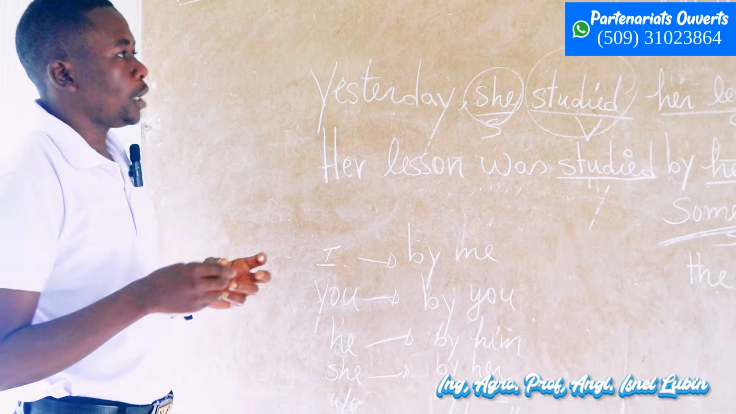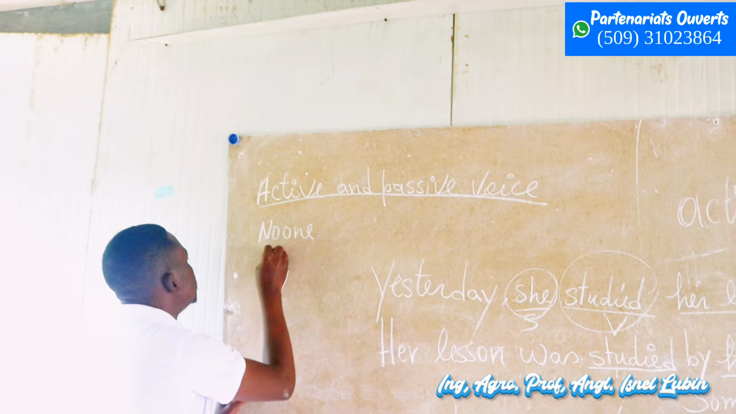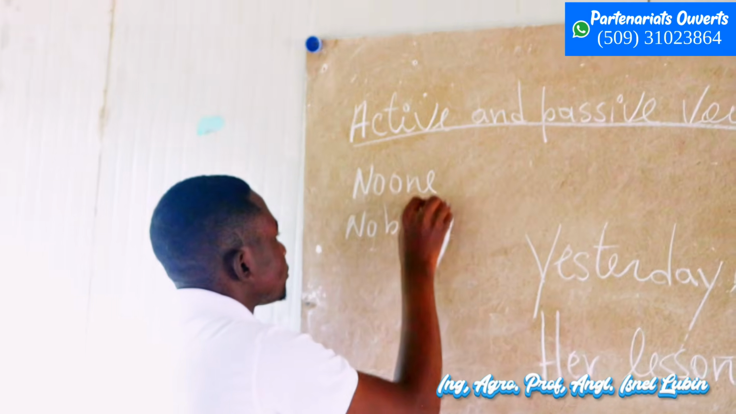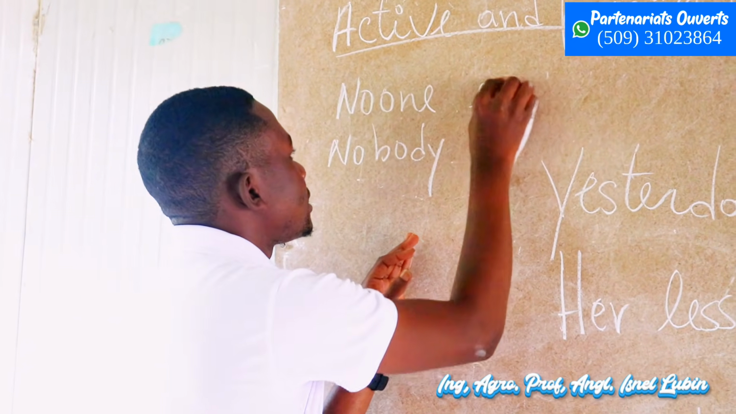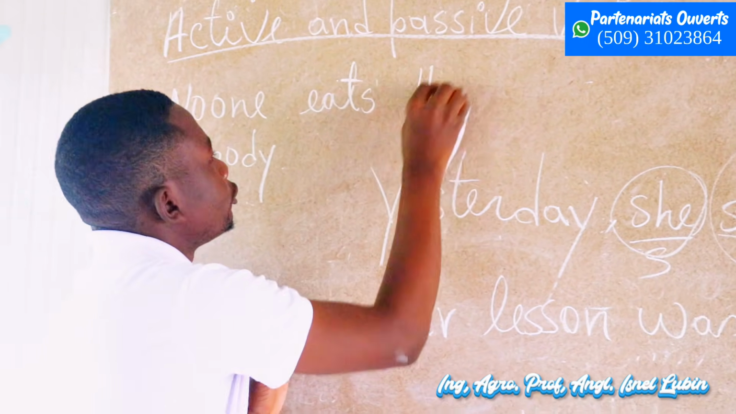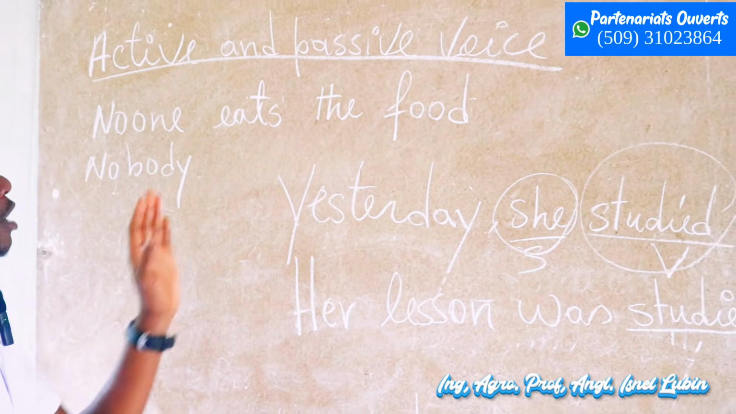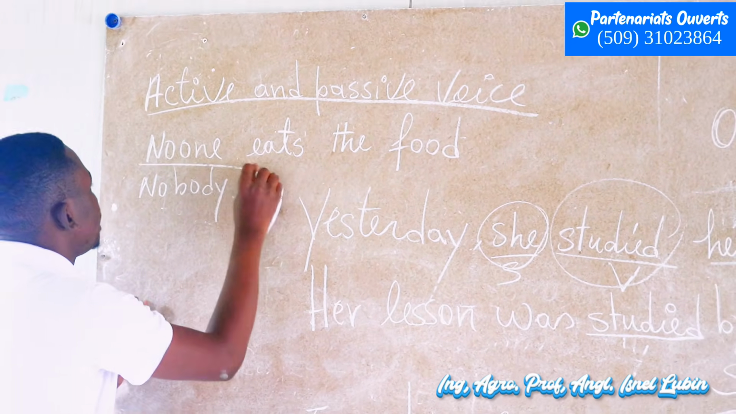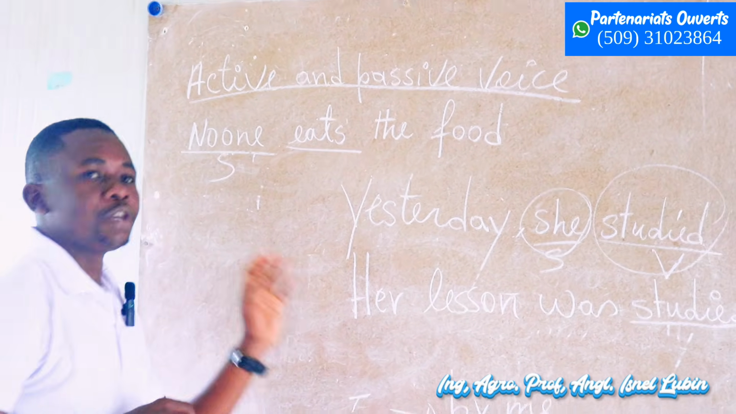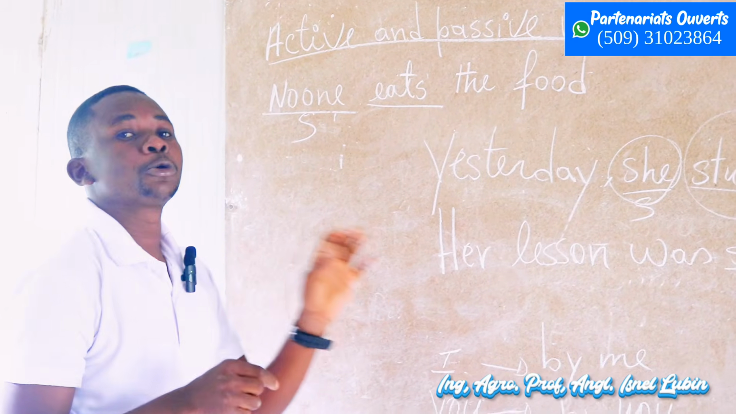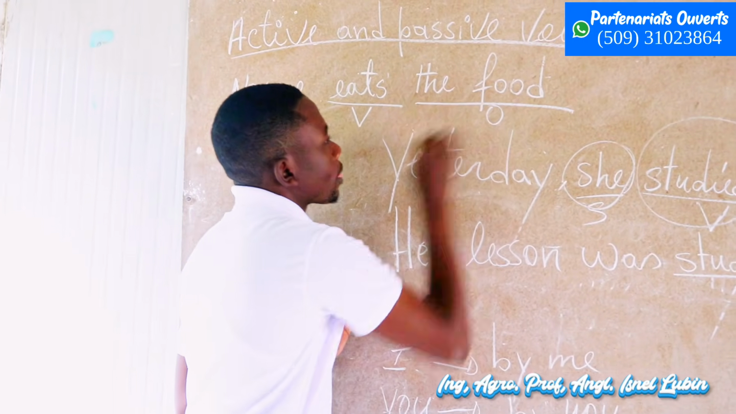Sometimes we can have, for example, no one or nobody as subject. For example, no one eats the food. No one eats the food. The subject here is no one. Eats is the verb to eat in present tense, the third person, and the object is the food.